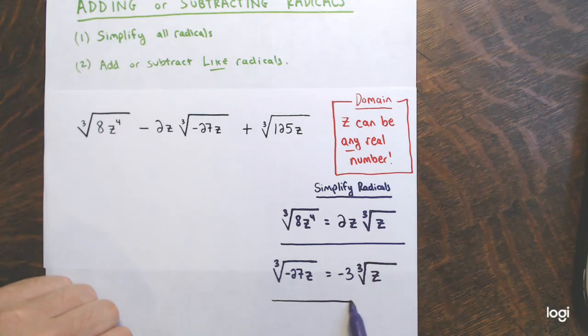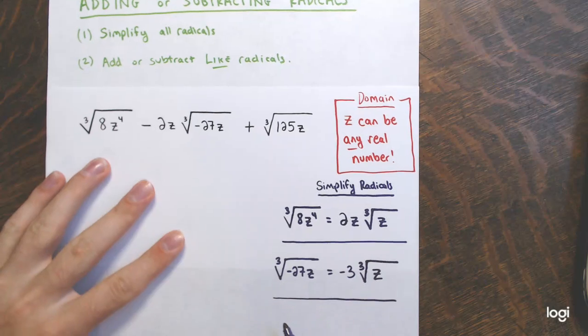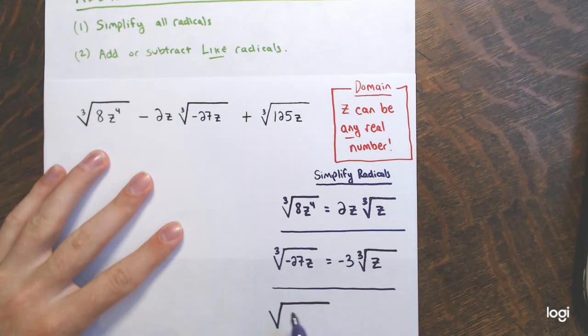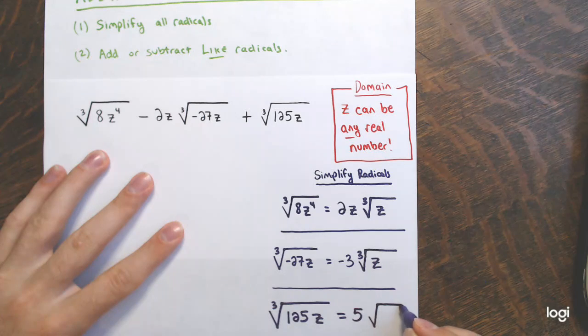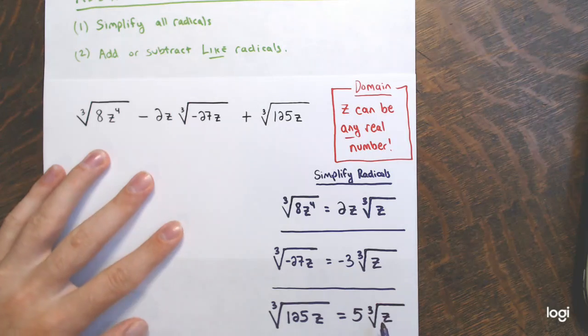And then lastly, the only other radical in this expression, the cube root of 125z. All right, well, breaking this up, the 125 is another one of those perfect cubes. That's actually 5 to the 3rd power, 5 times 5 times 5. So the cube root of 125 is 5. And then z to the 1st, just like in this second one, is not a perfect cube, so that's going to stay inside the cube root symbol. Okay, so the cube root of 125z is 5 times the cube root of z.